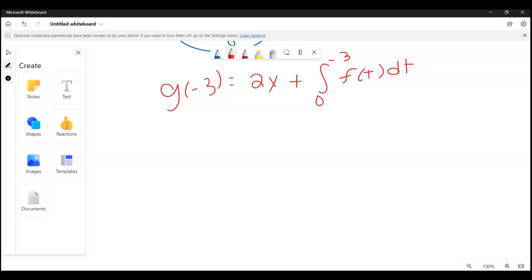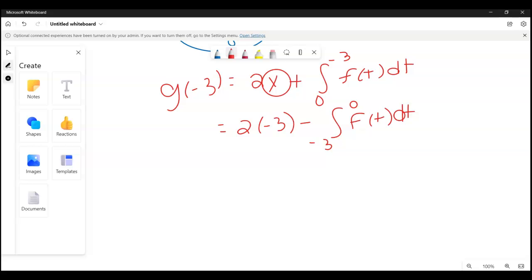Bottom of the page. All right. So we have 2x plus the integral from 0 to -3 of f of t dt. I do not like my bounds to be backwards, so I'd probably flip it and change it to a minus. And then again, every x is going to be a -3. So it's 2(-3) minus the integral from -3 to 0 of f of t dt, which means I need the area under the curve from -3 to 0.